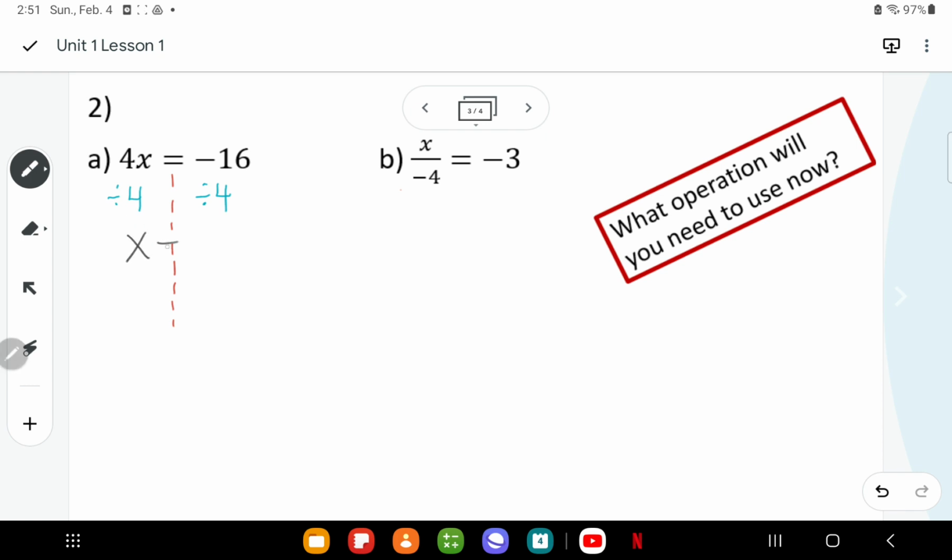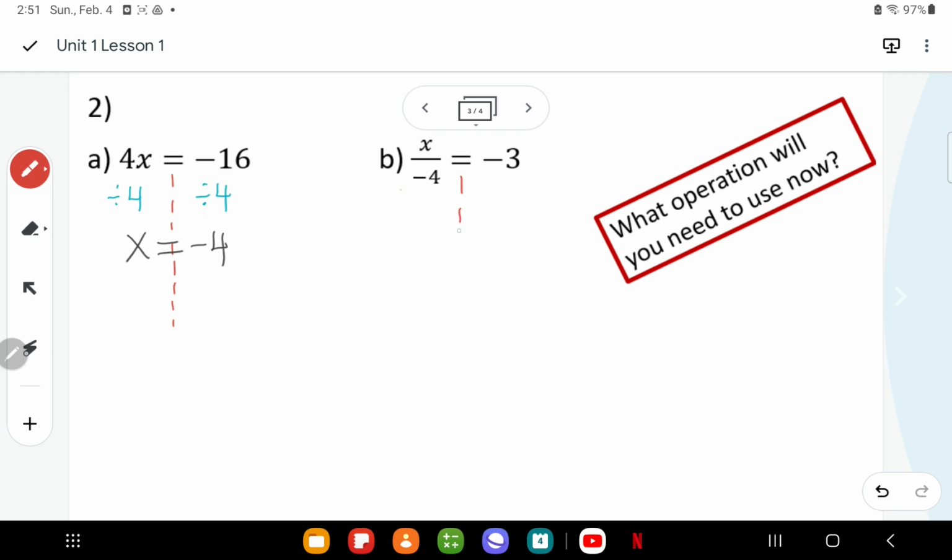So multiply by 4, divide by 4, those ones cancel each other out. They disappear. On the right-hand side, I have to do negative 16 divided by positive 4. Negative divided by positive is going to be -4. Okay.